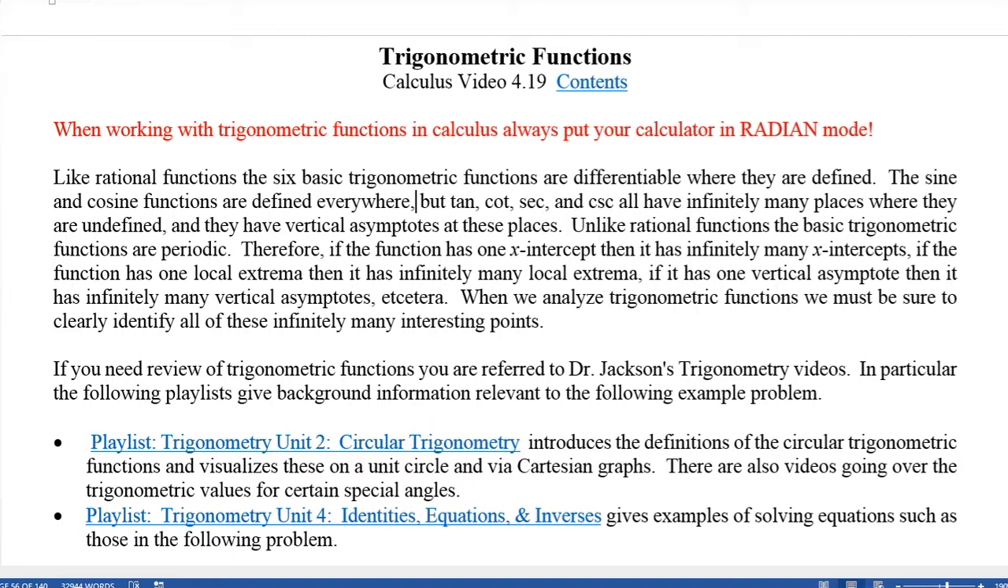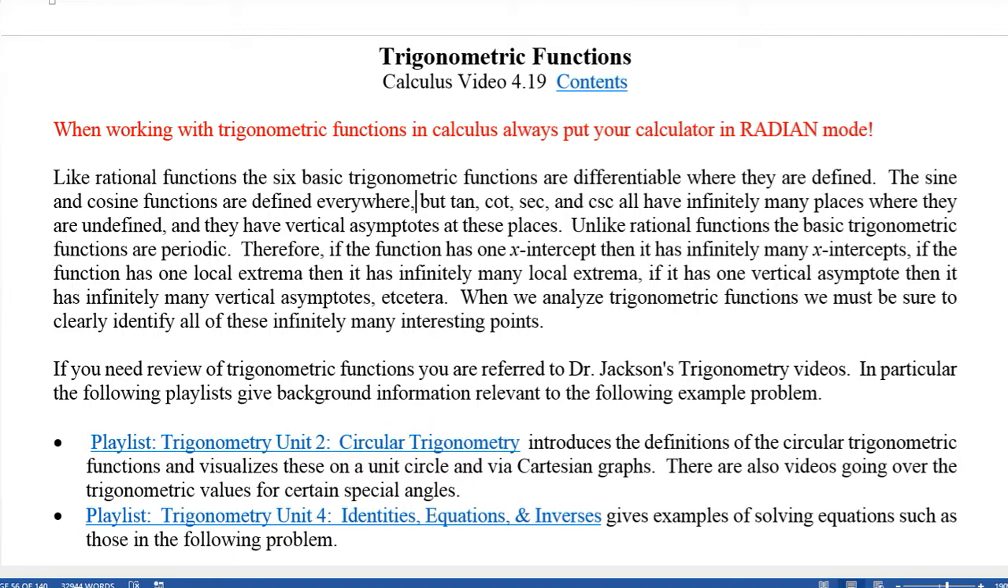So if the function has one x-intercept, then it has infinitely many x-intercepts. If the function has one local extrema, then it has infinitely many local extrema. If it has one vertical asymptote, then it has infinitely many vertical asymptotes, and so forth. So when we analyze trigonometric functions, we must be sure to illustrate this periodic behavior and to clearly identify all of these infinitely many places where these things happen, not just one or two of them.